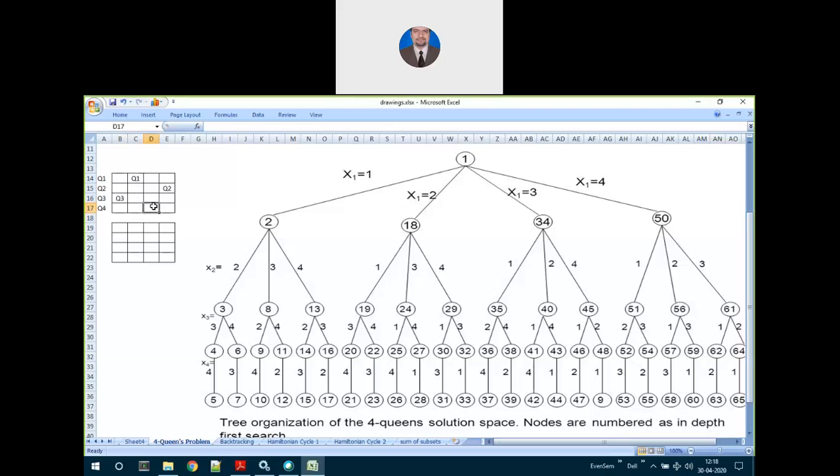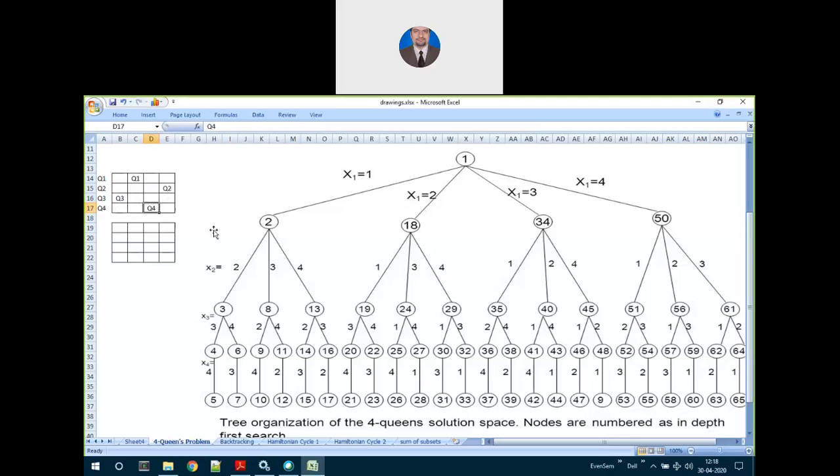So third column, if we keep Q4, then is it a safe position? Let us try to see here. Is there any other queen which is on the same row? No. Any on the same column? No. Diagonal ways, on the diagonal to Q4 there are no queens, so Q4 is safe here.